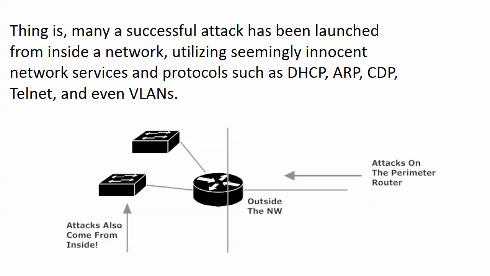But the thing is, plenty of successful attacks have been launched from inside a network. And the thing is, we can have the most innocent little services and protocols used against us. That includes DHCP, that includes ARP, for gosh sakes. Even CDP, the Cisco Discovery Protocol, can actually be used against us in some ways. Telnet can be, and even just VLANs. Regular old VLANs can actually be used against us. And in this section, we'll see some examples of these attacks and also, of course, how to defend against them.